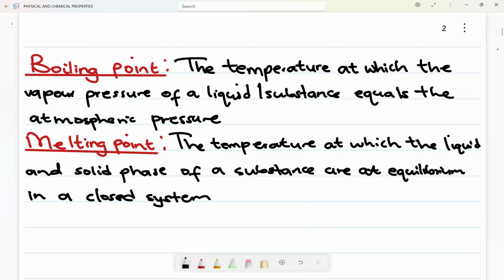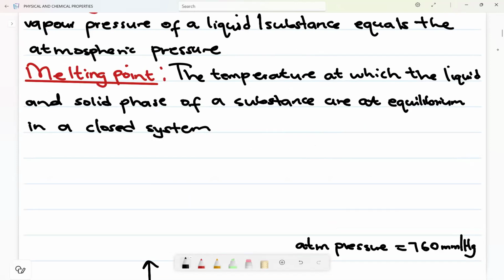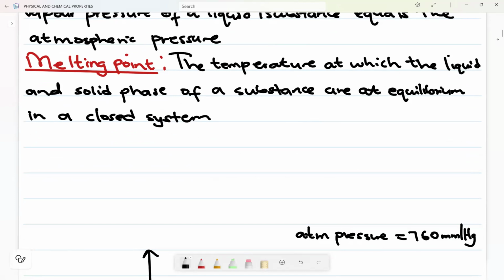Very, very important: in a closed system. I'm going to say it is the temperature at which the liquid and solid phase of a substance are at equilibrium in a closed system. Why am I saying that? Because when you melt something, it moves from a solid phase to a liquid phase. But just know it's the temperature at which the liquid and solid phase of a substance are at equilibrium in a closed system.